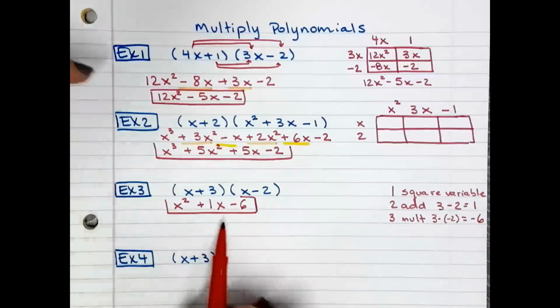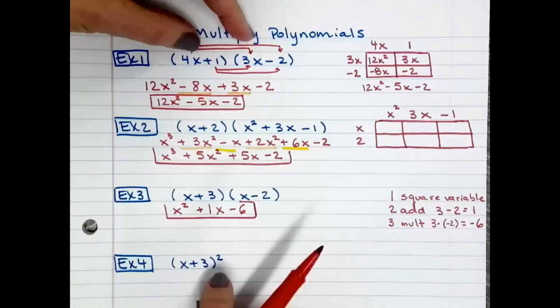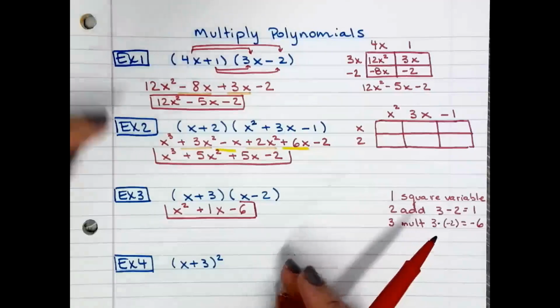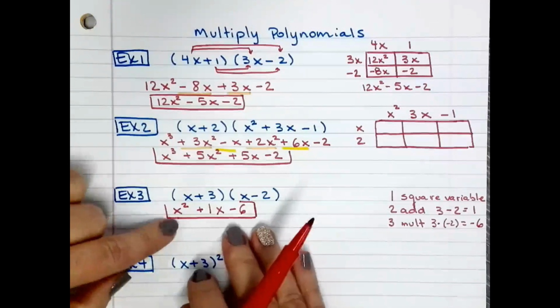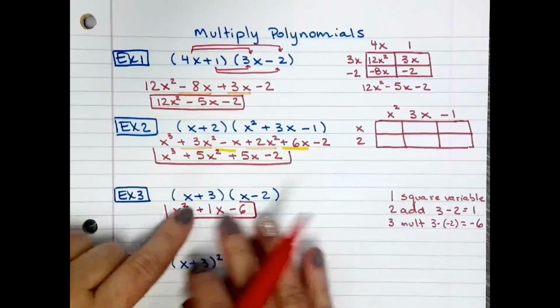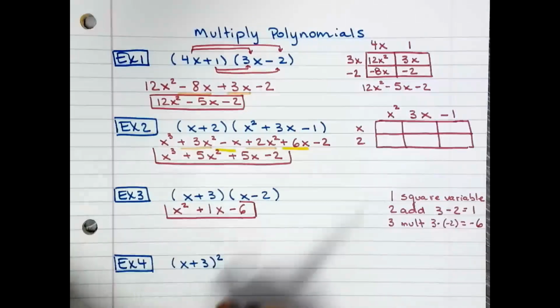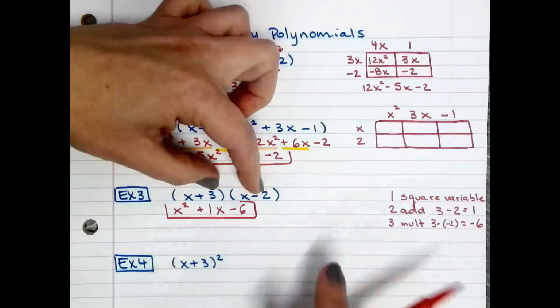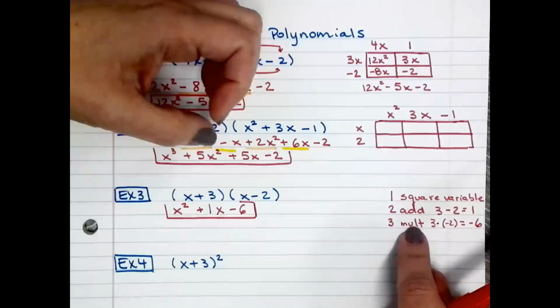Either way. Now, could you have done it the same way that you did number 1? Of course you could. But we don't have time for this when you only have these simple little two binomials, just do that mentally. Square, add, multiply. Square, add, multiply.